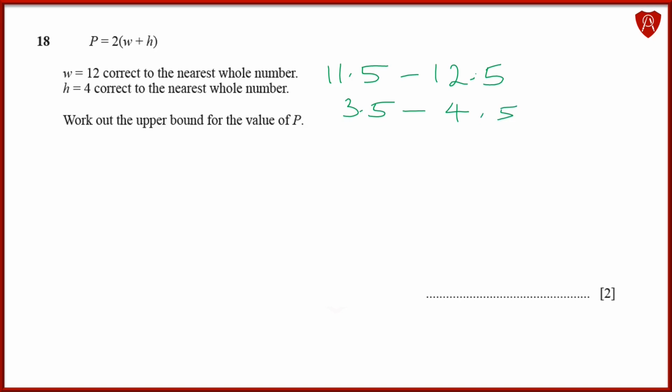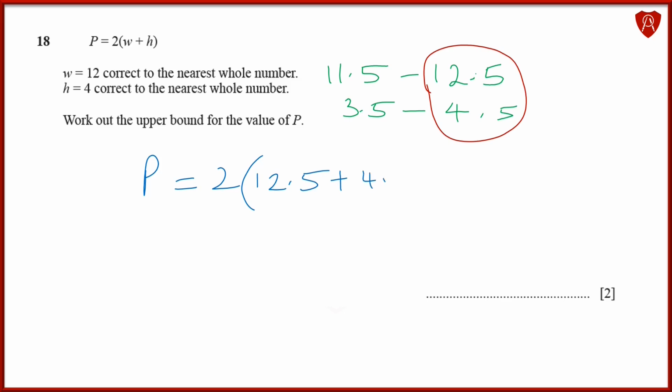Work out the upper bound for the value of P. Because we are using an addition, to get the maximum value or the upper value, we need to use the maximum values for both measurements. So P will be equal to twice the value of W, biggest value of W, 12.5, plus the biggest value of H, which is 4.5. And when you evaluate this, you get 34, because this adds up to 17 times 2, you get 34 as the answer.